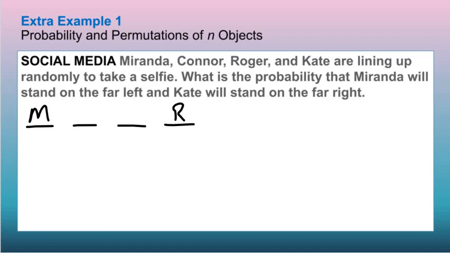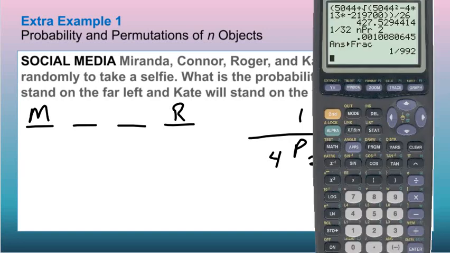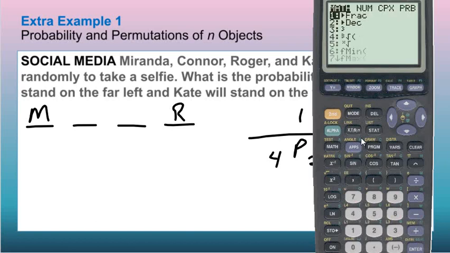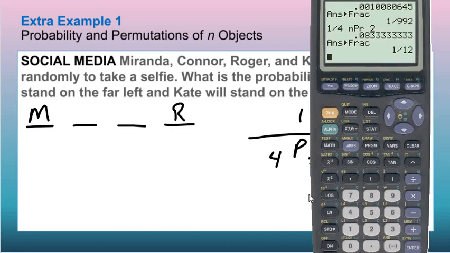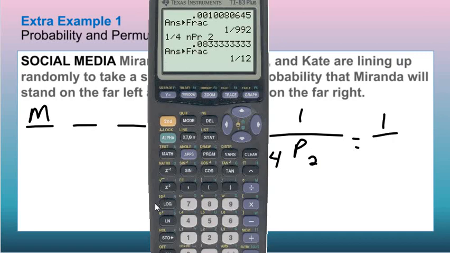And I need to have Miranda and Kate in those locations. So that would be 1 out of, I'm only using 4 people permutate, and I'm only looking at 2 people that have to be in a specific location. I'll grab our calculator here. We have 1 divided by 4, math, PRB, number 2, 2 at a time, hit enter, hit math, enter again. That gives us 1 out of 12. So this will give us 1 out of 12 chances of that happening.